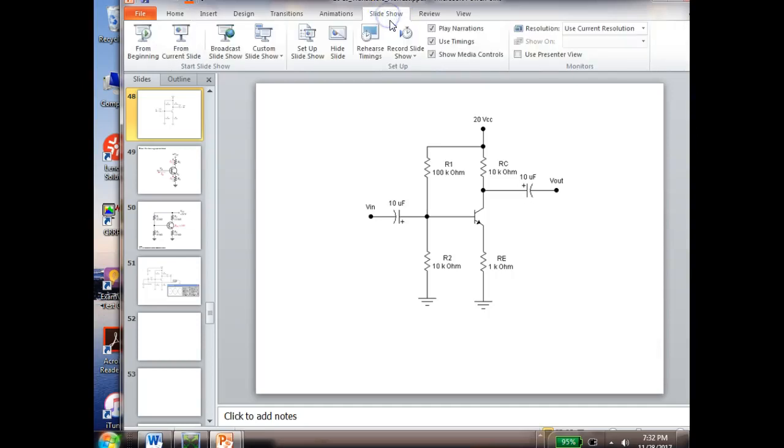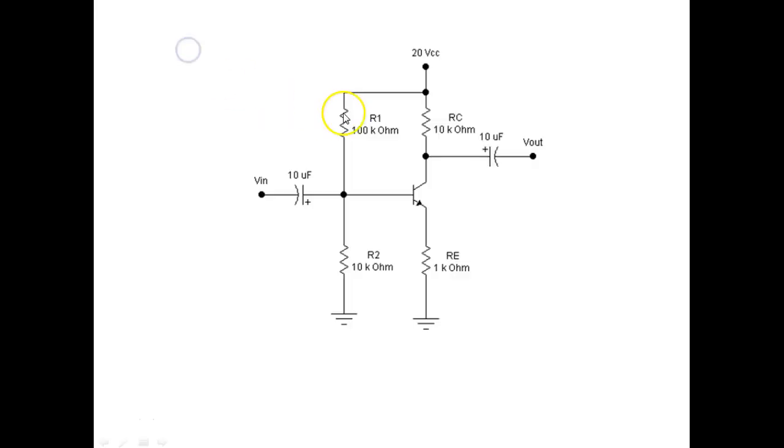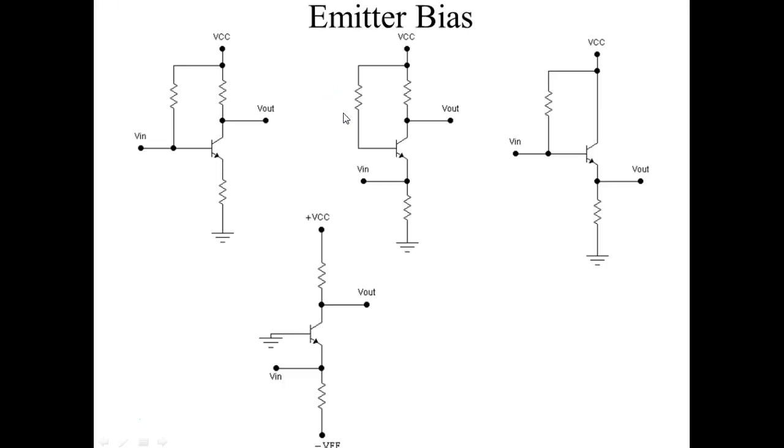To bias the transistor, we can use what we call collector bias, base bias, and emitter bias. This is a combination of a few, basically base bias and emitter bias. And this is called voltage divider bias, which is probably the most popular way to bias a bipolar transistor.